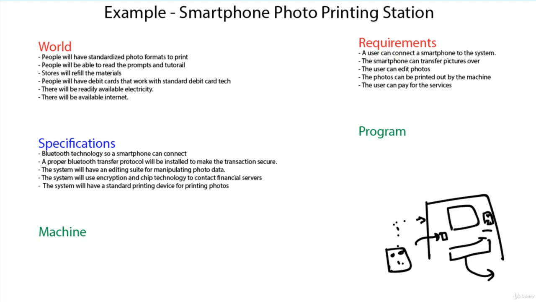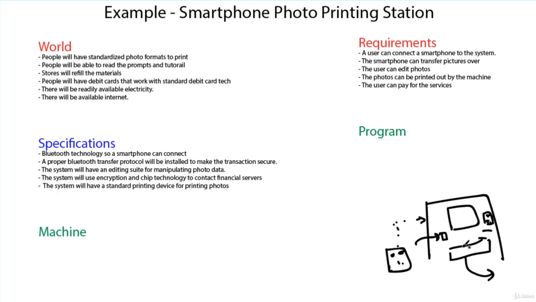The system will have an editing suite for manipulating photo data. That's important. We need to define our editing suite. Do we want to buy it from someone else? Do we want to design it ourselves? The system will use encryption and chip technology to contact financial servers. That's a great thing to know. How's it going to contact the banks? How's it going to use it? We're using this encryption and this chip technology, so we're specifying the exact way that the financial transactions are going to take place. And then the system will have a standard printing device for printing photos.